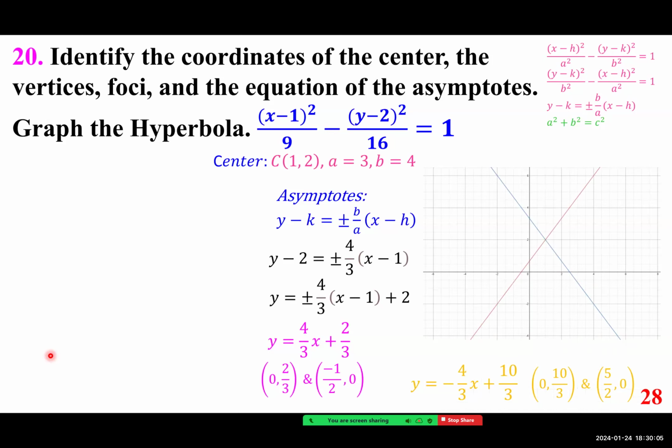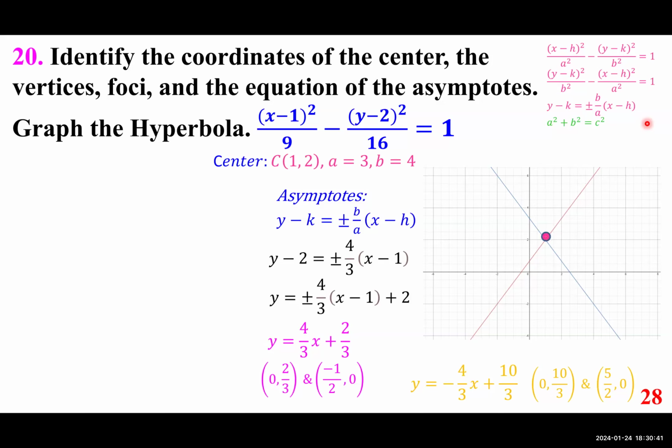So these are the two lines. Okay, these are the two lines. Basically, 0, 2/3, minus 1/2, 0 roughly. 0, 10/3, 5/2, 0. So those are the two lines. Of course, they have to be dashed lines, but we will take care of that later. Okay.